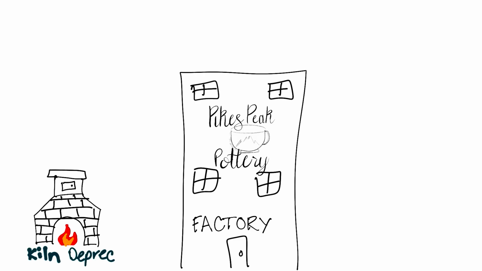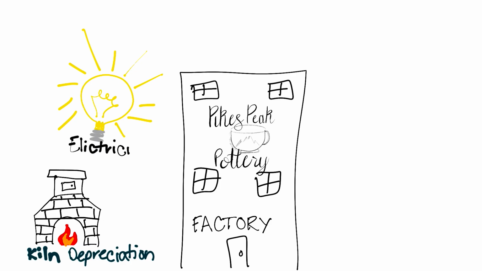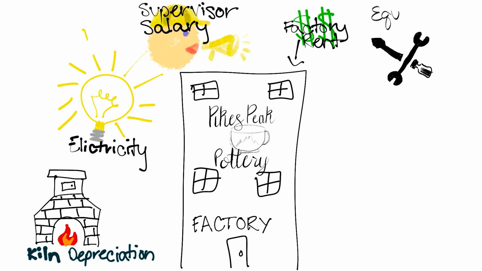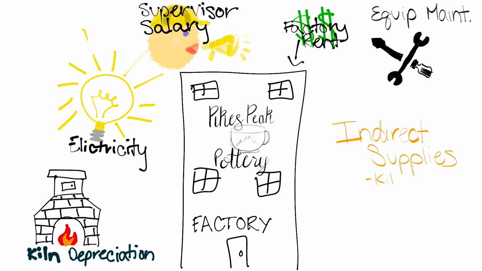It's essentially the catch-all for everything else that's required to produce the product but can't be directly traced to individual units. For Pikes Peak pottery, manufacturing overhead includes depreciation on the kilns, electricity to fire them, the factory supervisor's salary, rent on the production space, maintenance on equipment, and indirect materials, things like kiln wash, wire cutting tools, and sponges used in production that are too minor to trace to individual pieces.